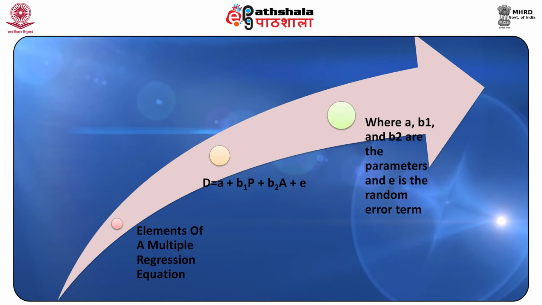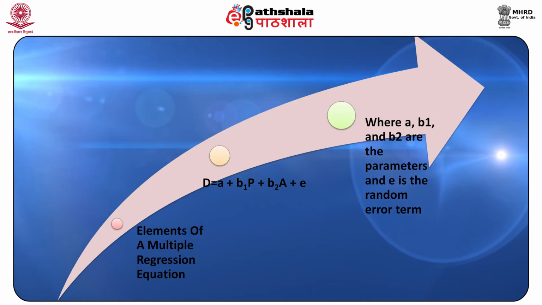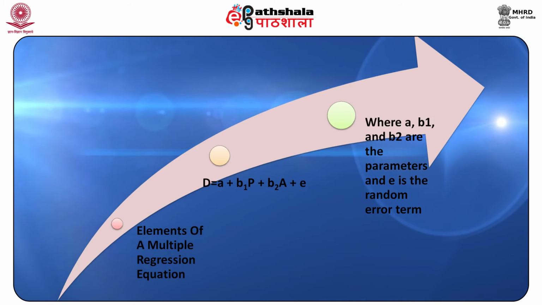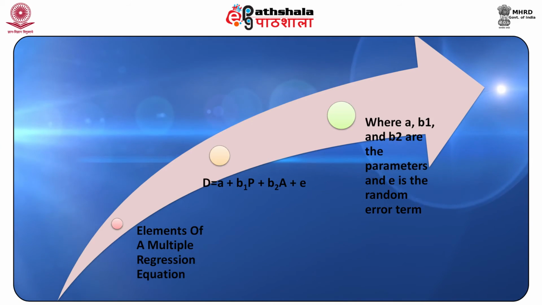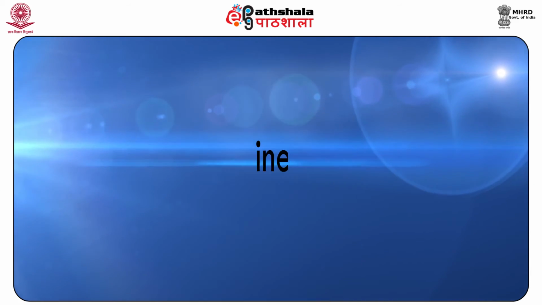Elements of a multiple regression equation. D is equal to A plus B1 into P plus B2 into A plus E, where A, B1 and B2 are the parameters and E is the random error term. This model is different from the previous model as the dependent variable depends upon two independent variables. Similar to simple regression analysis, this also relates to estimation of the parameters that will minimize the sum of the squared deviations of the observed values of the dependent variable from its estimated values.